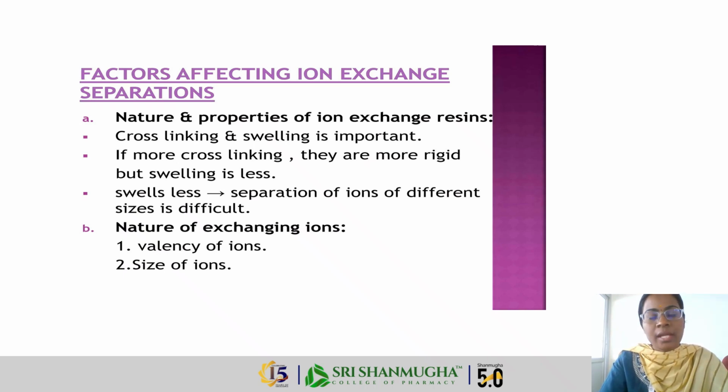The first one is the nature and properties of ion exchange resins. What are the properties? The nature of the ions, cross linking and swelling. These are the most important factors. The more cross linking occurs, the more rigid the resin is, but swelling is less. With less swelling, the separation of ions of different sizes is difficult. So the first one is the nature and properties of the ion exchange resin.